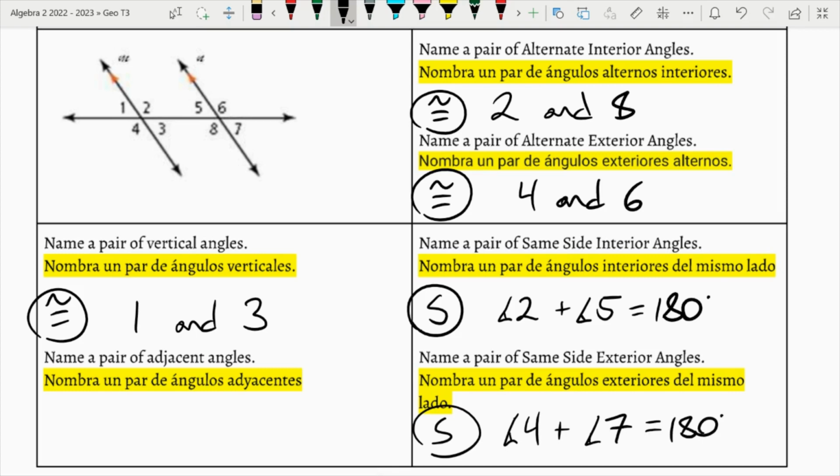Name a pair of adjacent angles, so they have to share a ray. Just looking on here, 1 and 4 are adjacent. 1 and 3 would not be adjacent. Okay, adjacent does not mean anything. You could consider it to be supplementary, but I just want you to focus on the other 1, 2, 3, 4, 5, these other 5.